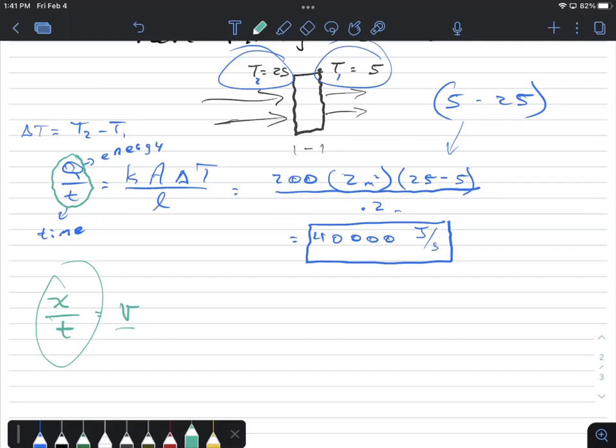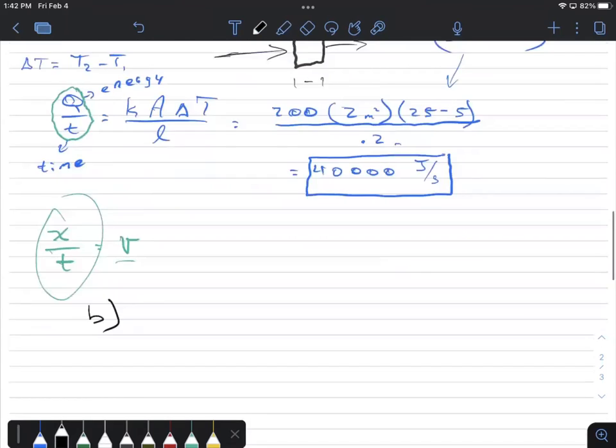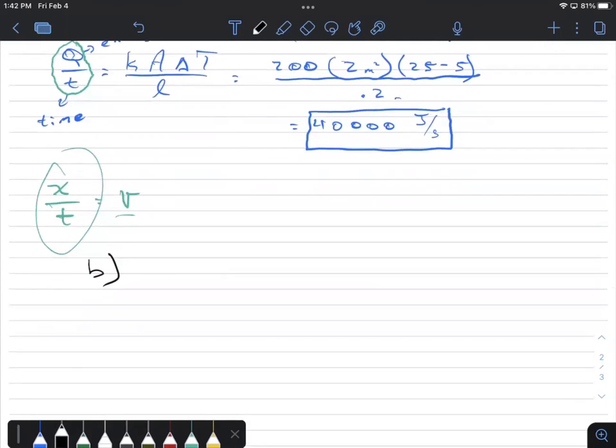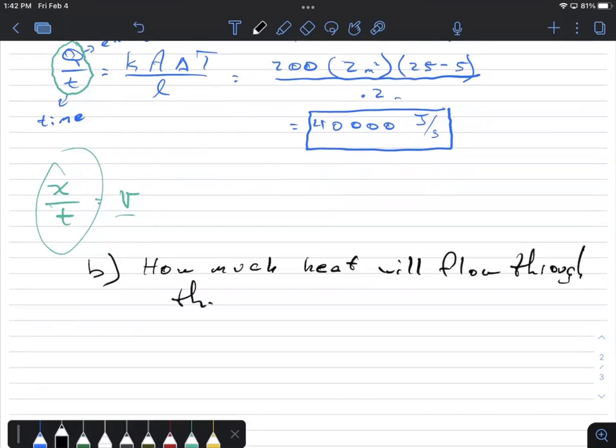Yes. Now, with that, however, it does bring me to exactly the next thing I was about to say, which is I can ask a part B to this question. I can say, okay, now that you know the heat transfer rate, I want to know how much heat will flow through this window in 3 hours.